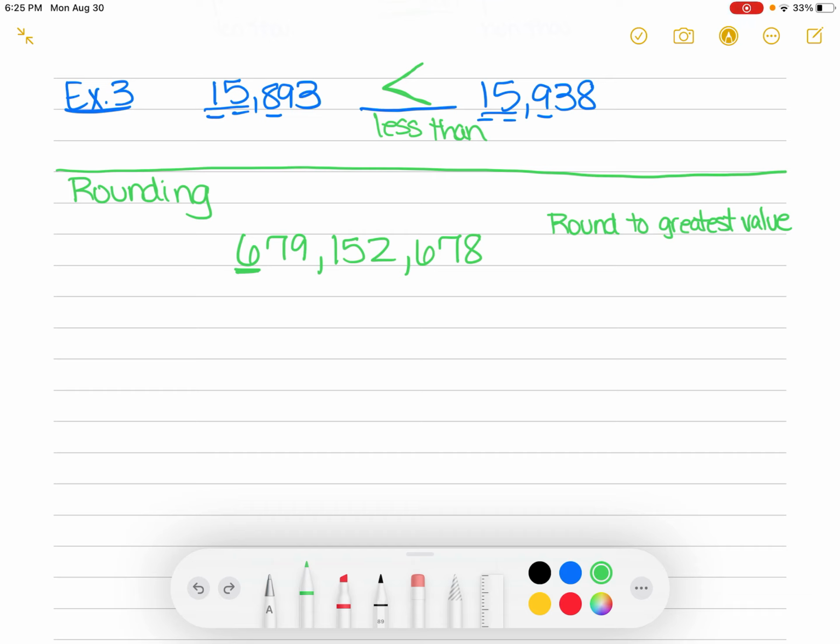So when they ask for that rounding, this is how you round. Underline the place they're asking you to round to. If it says greatest value, you underline the first one. Then look to the right.